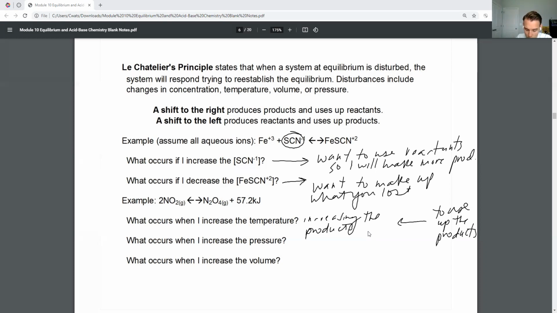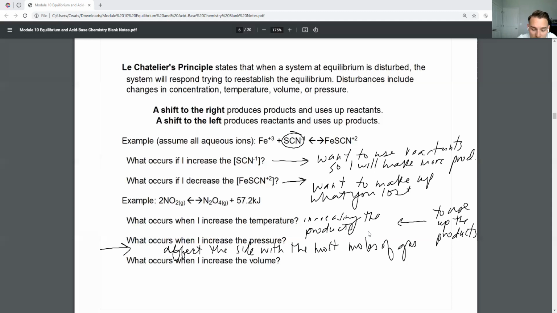Okay. What if you increase the pressure? That will affect the side with the most moles of gas. Okay. So if I increase the pressure, I'm going to have 2 moles of gas versus 1 mole of gas. Increase the pressure. Pressure is collision. So the reactants are going to collide more, and it's going to shift the reaction to the right to make more products.